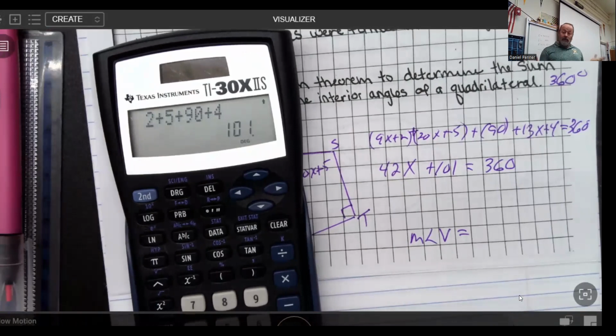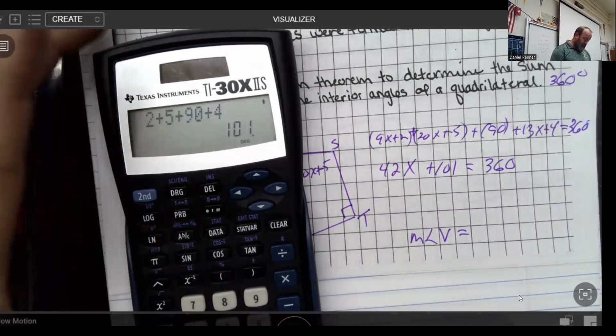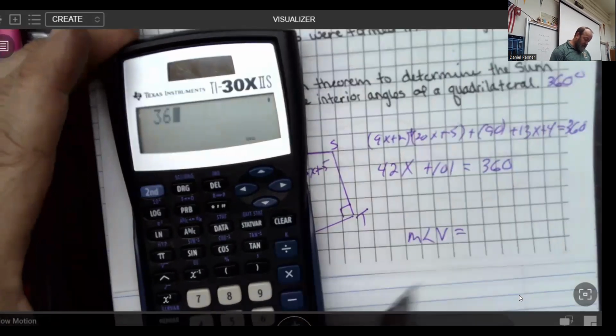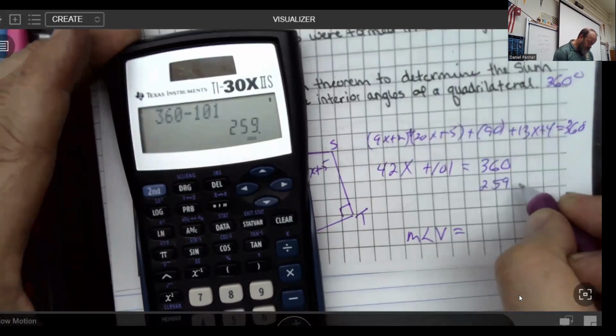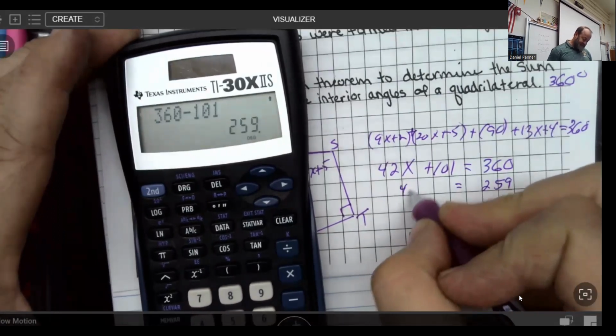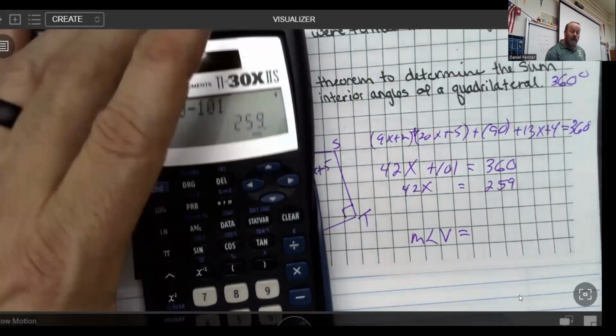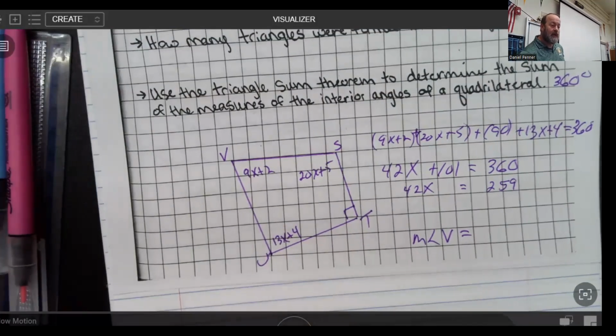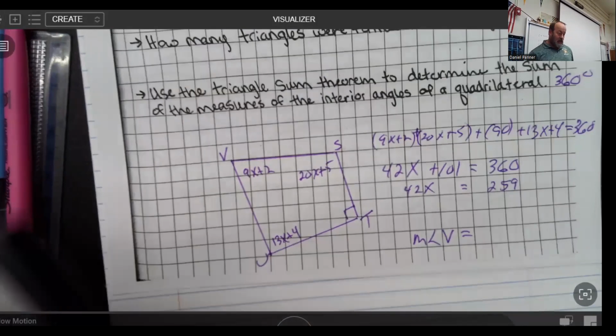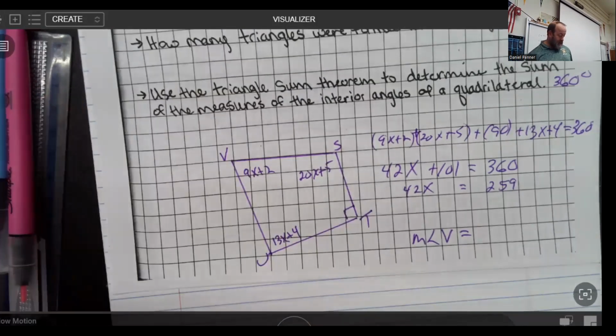Now we have a very, very simple algebraic story where I could subtract 101 from both sides. Let's see, 360 minus 101. We're looking at 259 is equal to 42x. I'm wondering if something is wrong with what I have, because I remember this answer being a little bit nicer. Did I make a mistake?